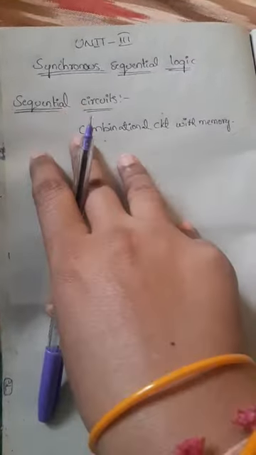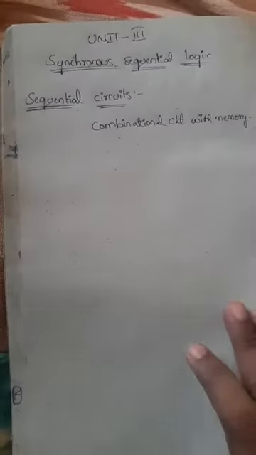So what is meant by a sequential circuit? A sequential circuit is nothing but a combinational circuit whose output depends on the present input as well as the past output, and it consists of memory. That is the difference between a combinational circuit and a sequential circuit.